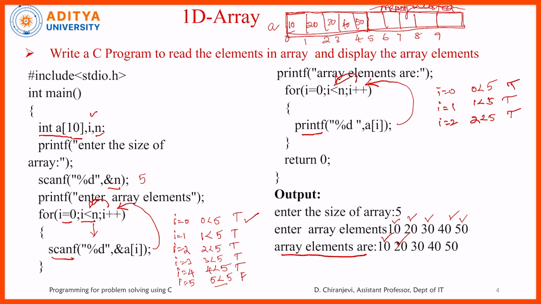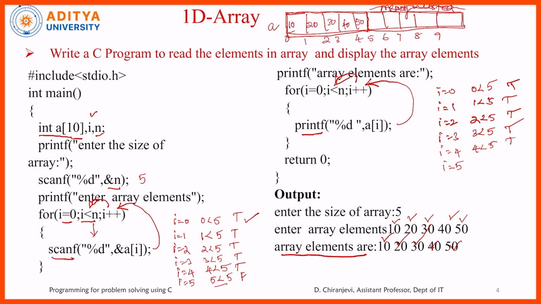2 less than 5 is true, so you print a of 2, which is 30. Then again i plus plus, and i is now 3. 3 less than 5 is true, so you print a of 3, which is 40. Then i plus plus, and i is 4. 4 less than 5 is true, so you print a of 4, which is 50.